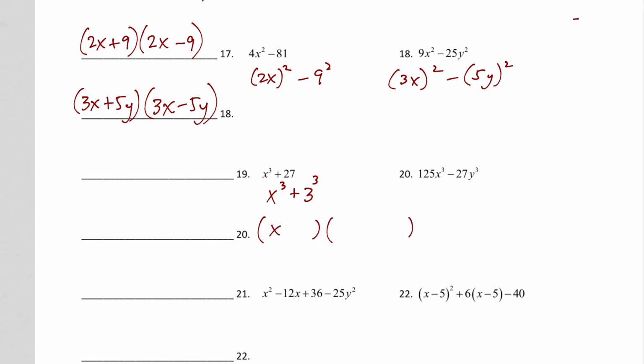The small one gets the cube root items. And then this goes square, product, square. So the square of this is x squared. The product of the two is 3x. And then the square of this is 9. And then we'll use SOAP: same, opposite, always positive.